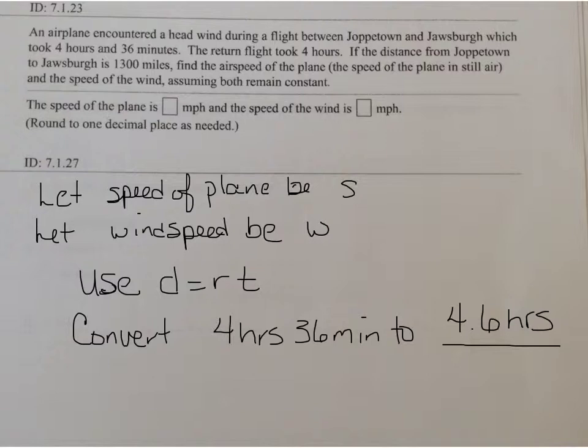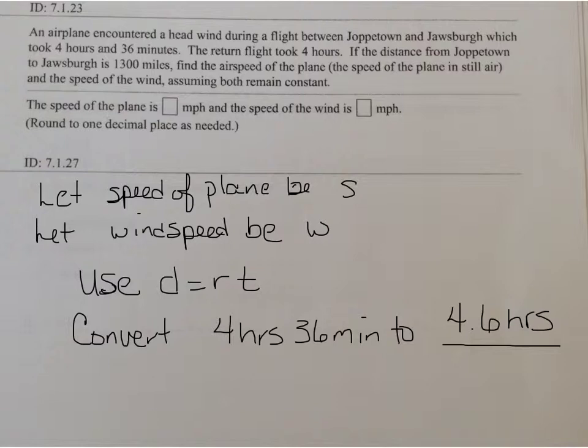First they were going with a headwind, and so it caused them to take 4 hours and 36 minutes to fly the 1,300 miles. But when they came back, they had a tailwind, so they were able to make up some time, and it only took 4 hours to fly the 1,300 miles.